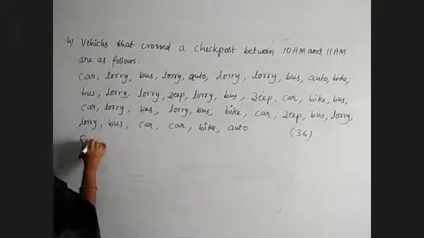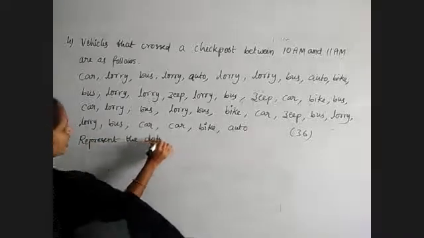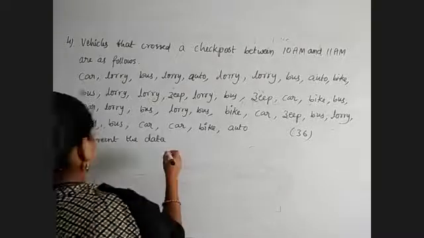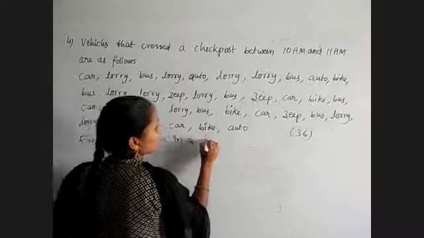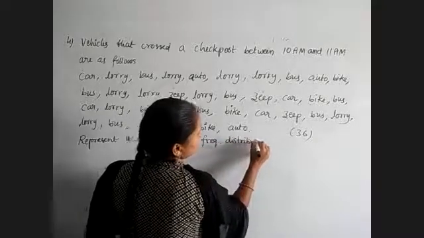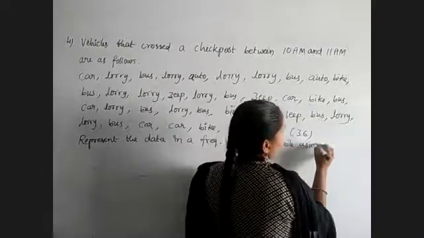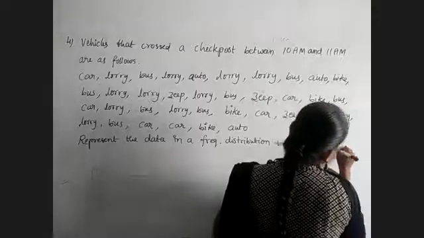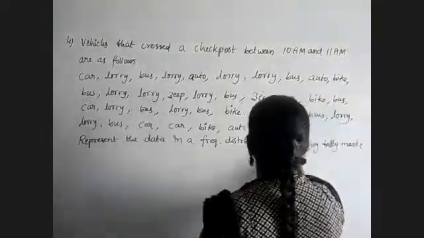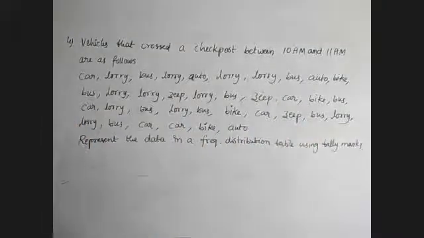Represent the data in a frequency distribution table using tally marks. So this is the given information. Total 36 observations are given. 36 vehicles are given.